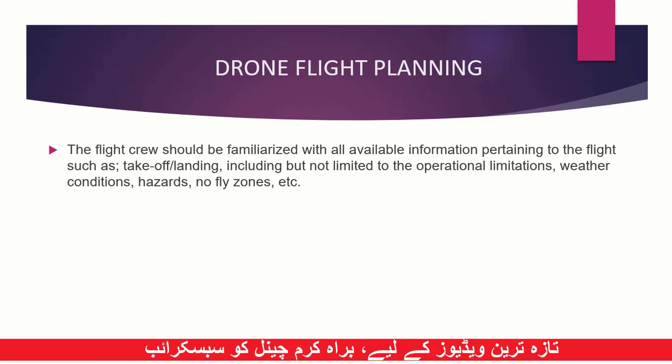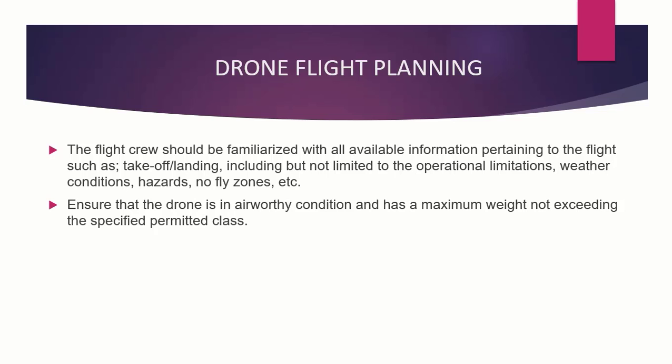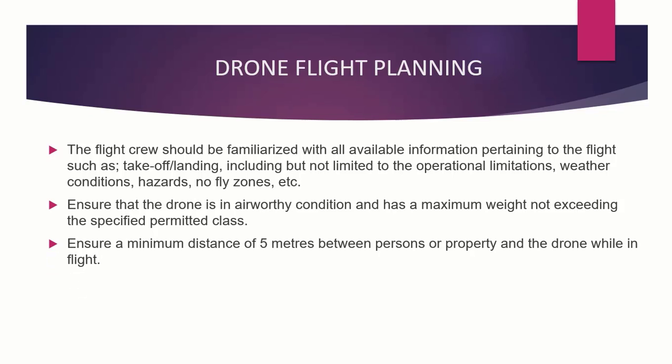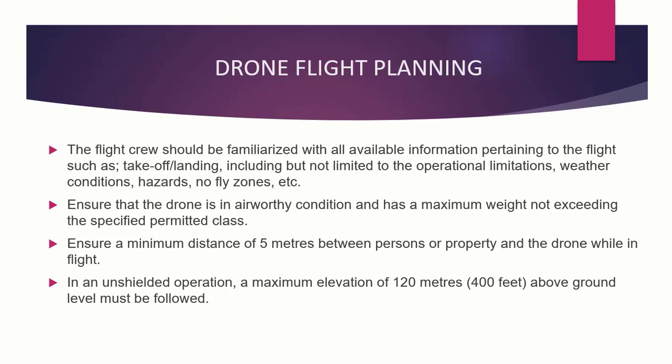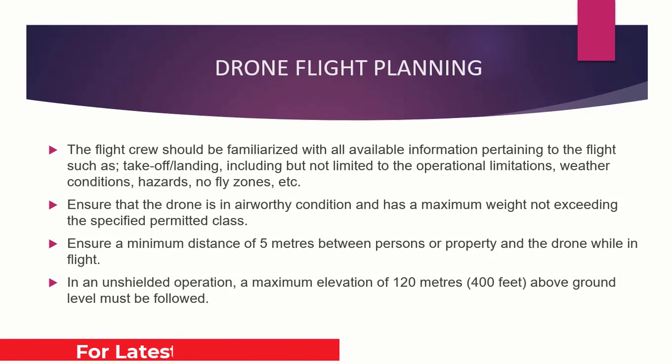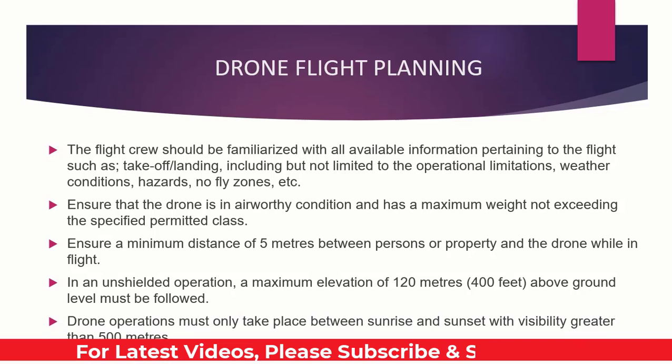hazards, no-fly zones. Ensure that the drone is in airworthy condition and has a maximum weight not exceeding the specified permitted class. Ensure a minimum distance of 5 meters between persons or property and the drone while in flight. In an unshielded operation, a maximum elevation of 120 meters, 400 feet, above ground level must be followed. Drone operations must only take place between sunrise and sunset with visibility greater than 500 meters.